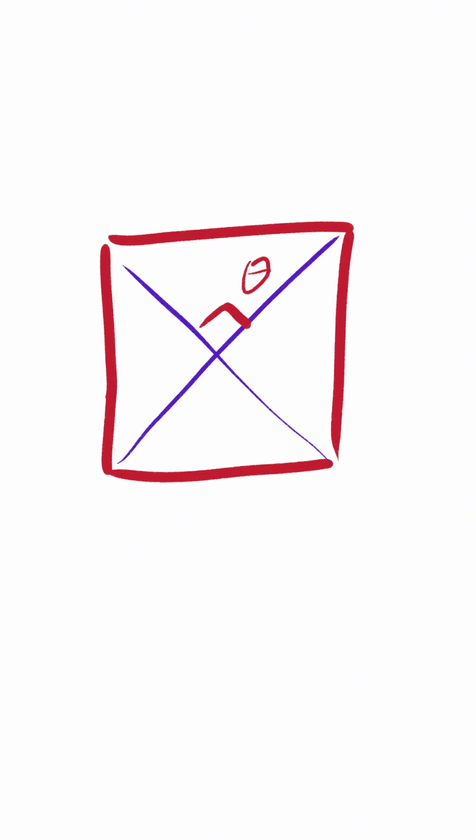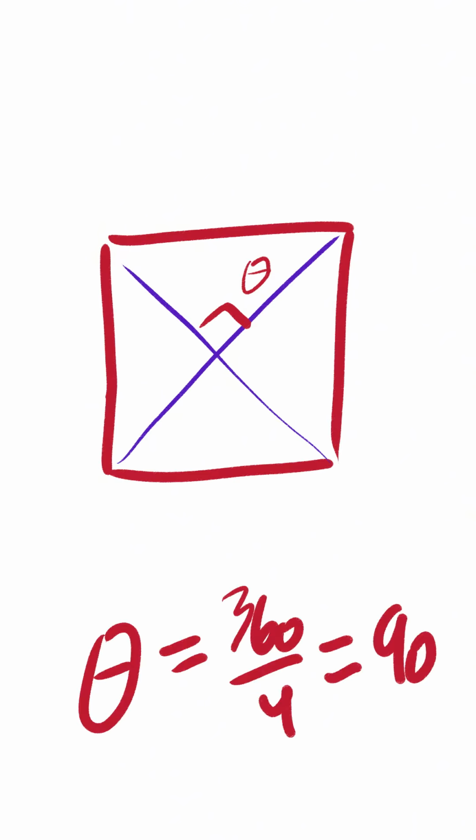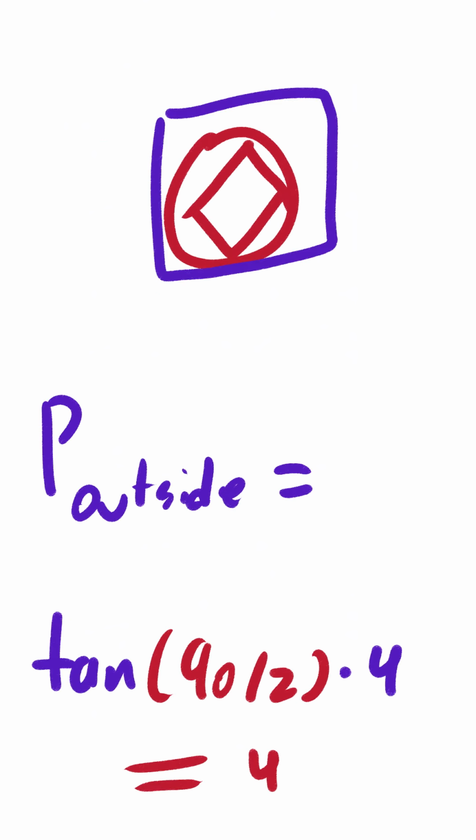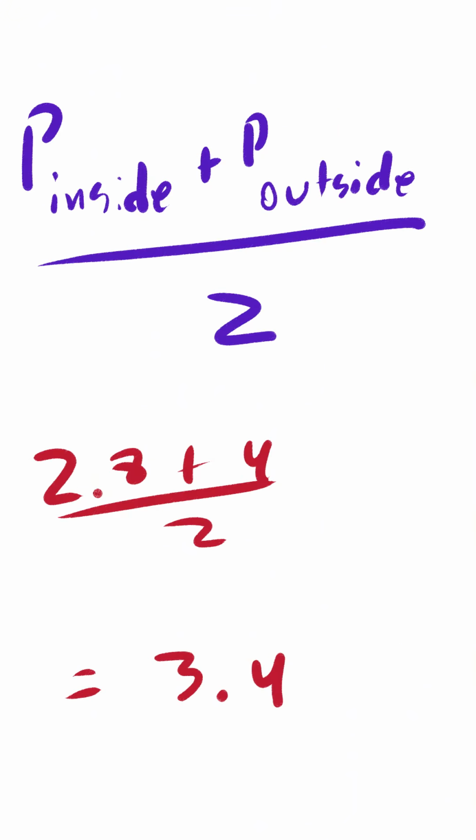First, we find the angle formed by the diagonals intersecting the middle of our shape, which is represented by 360 divided by how many sides we have. Now, to find the inside perimeter, we follow the formula sine of the angle divided by 2 and multiply that by the number of sides. For the outside perimeter, we do tangent of the angle divided by 2 times the sides. Finally, we take the two perimeters, add them, and divide by 2 to find the middle value.